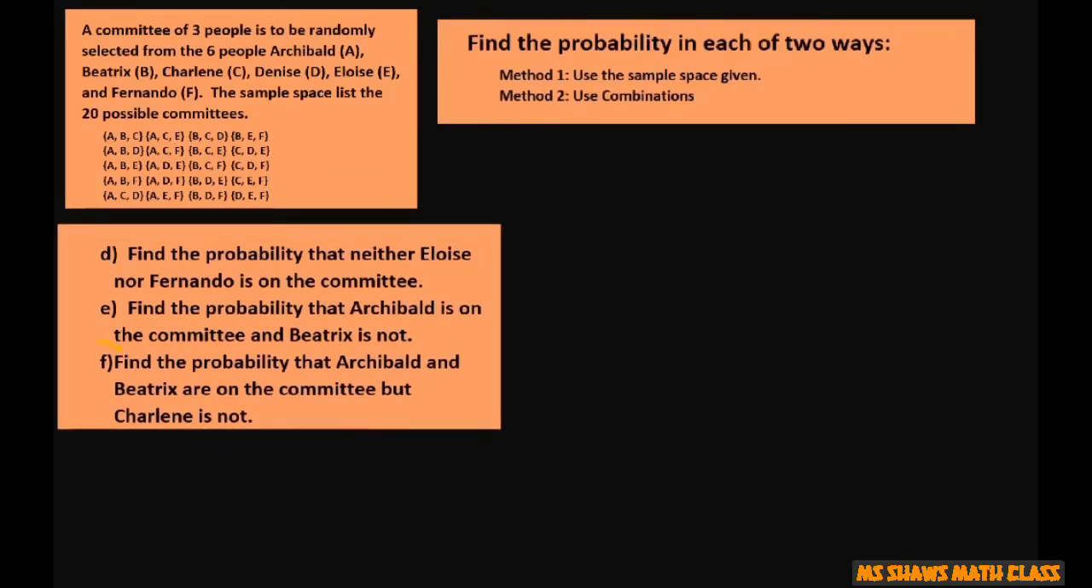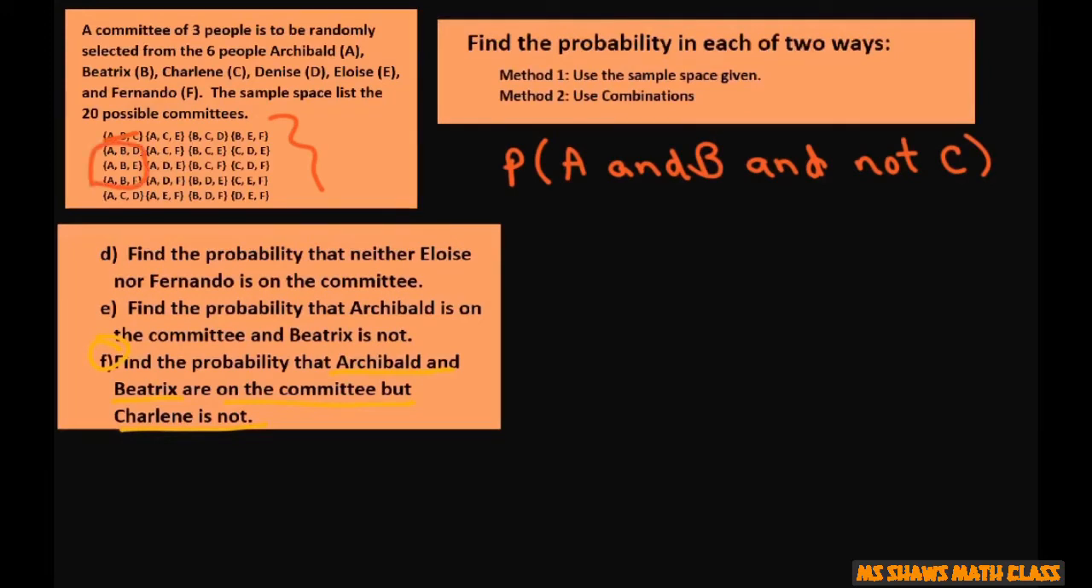Find the probability that Archibald and B are on the committee, but Charlene is not. So basically, this is probability of A and B and not C. So you're looking through all of this. You're looking for A and B, but not a C. So that has a C in it. You look through all of that, and there's only 3 of these. So this is method 1, and this is going to just equal 3 out of 20.